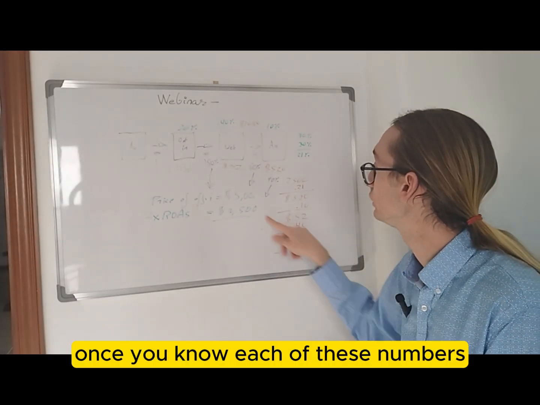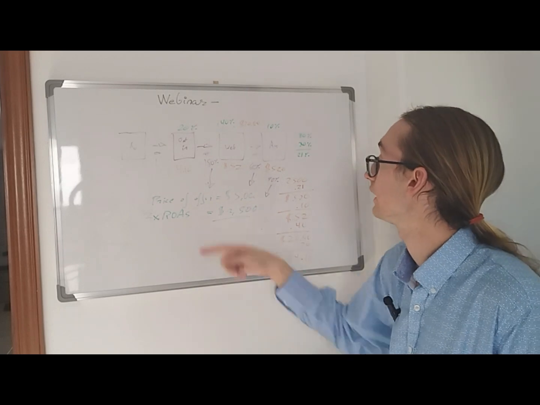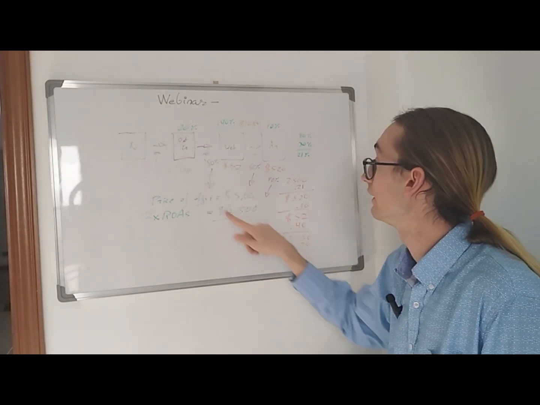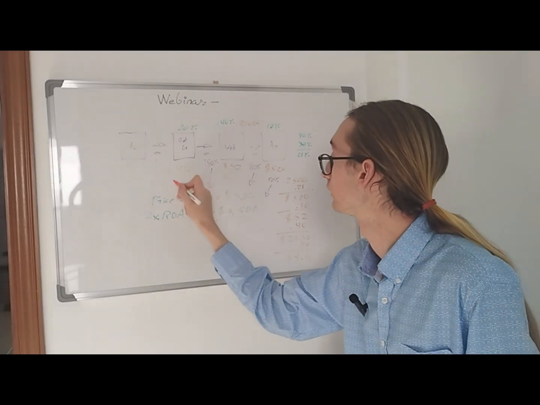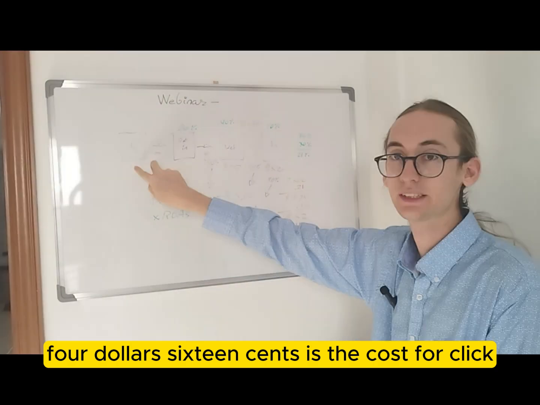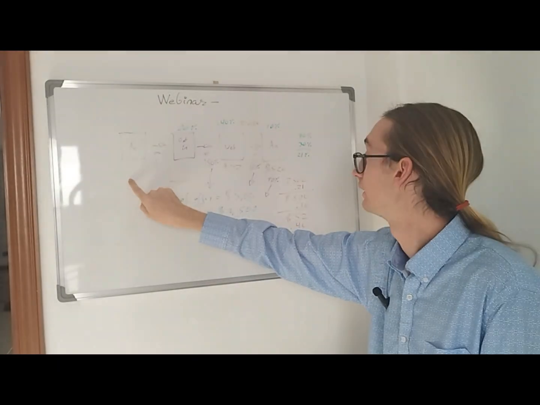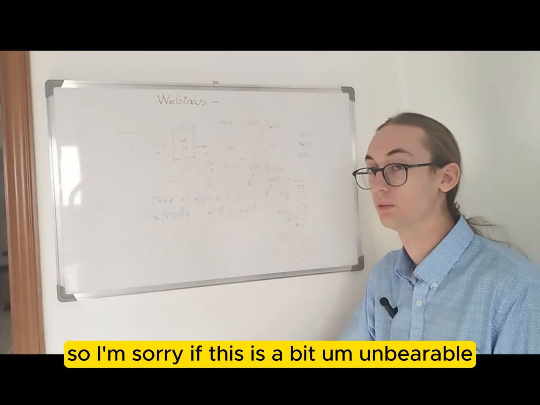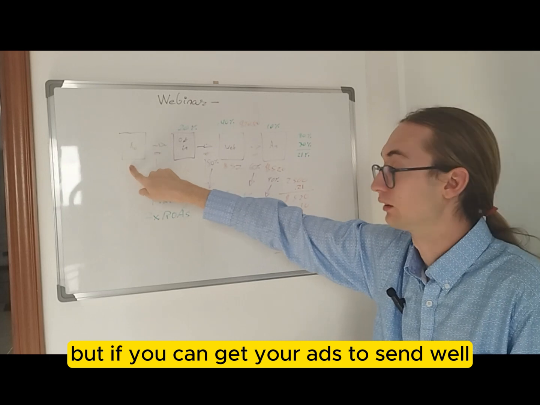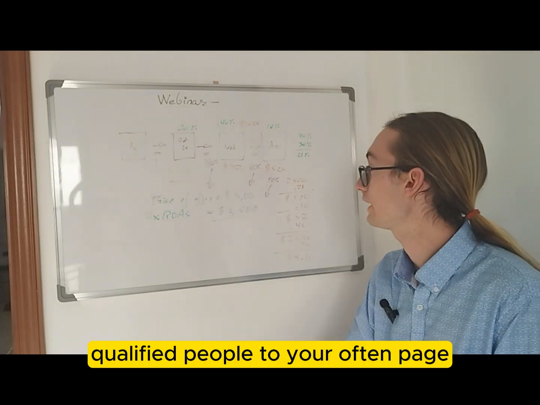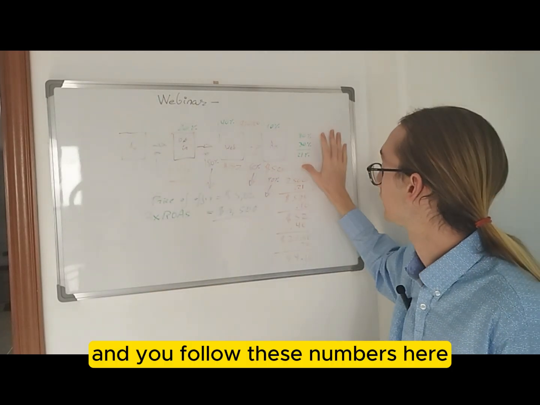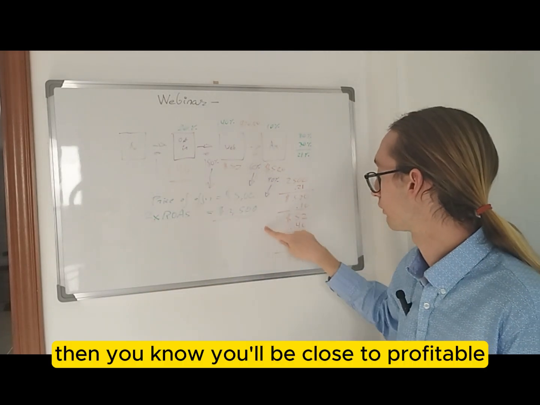But the final thing is, once you know each of these numbers, if you know that only 20% of people opt in, this right here, $4.16, is the cost per click you need to aim for on your ads. So I'm sorry if this is a bit unviewable, but if you can get your ads to send qualified people to your opt-in page for $4.16, and you follow these numbers here, then you know you'll be close to profitable.